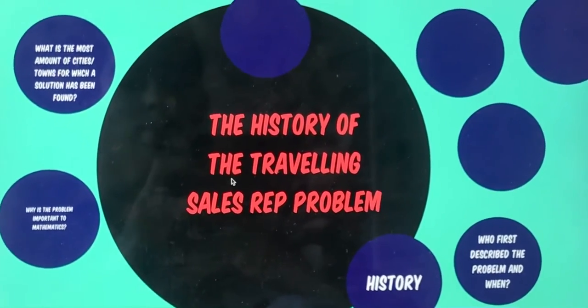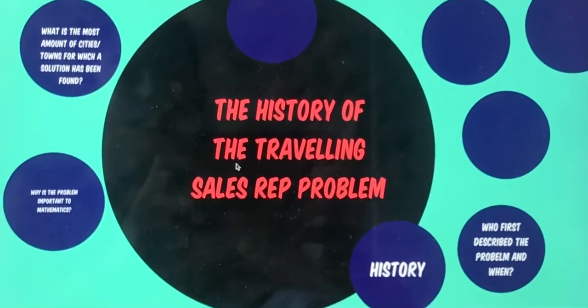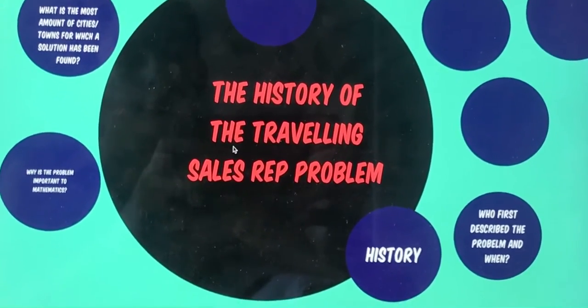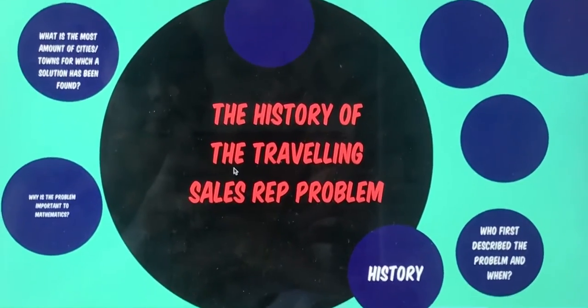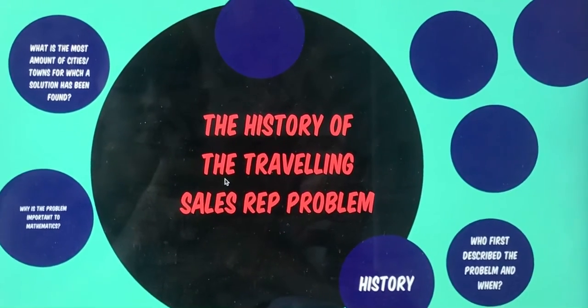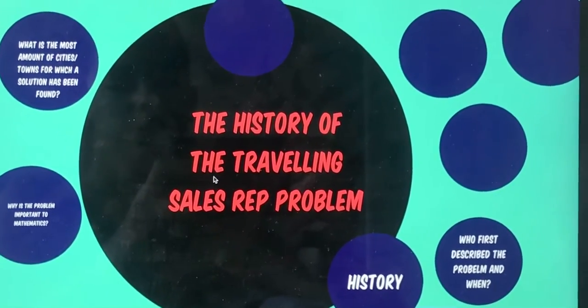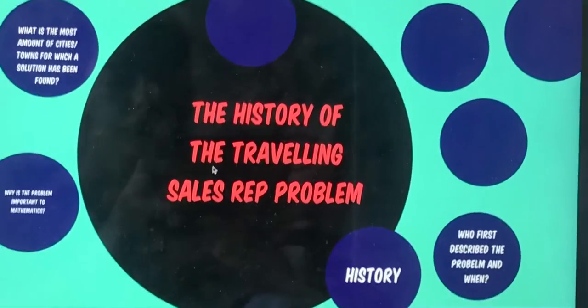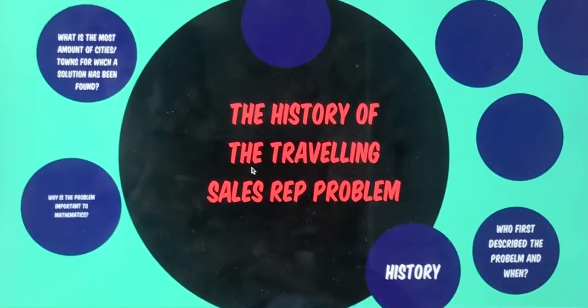The travelling sales rep problem can be best described as an optimization problem and also fits under a kind of math called graph theory. The point of this mathematical problem is to try and find a route for a salesman who starts from the original city, visits a set of cities, and returns to the original city in the shortest distance possible, as well as having visited each city once.